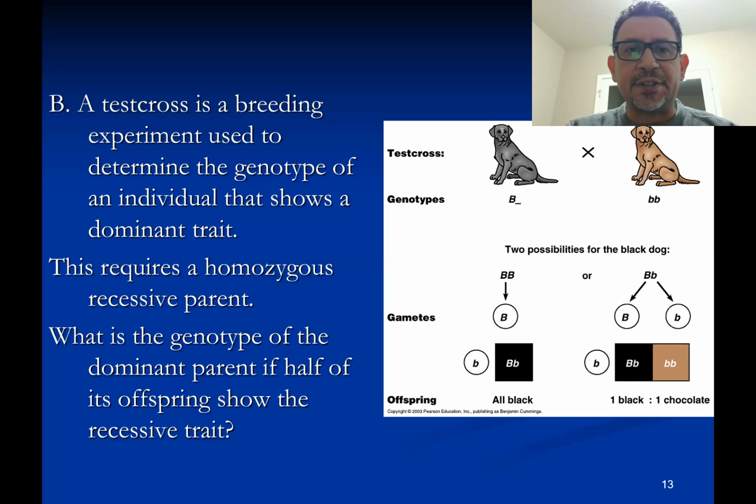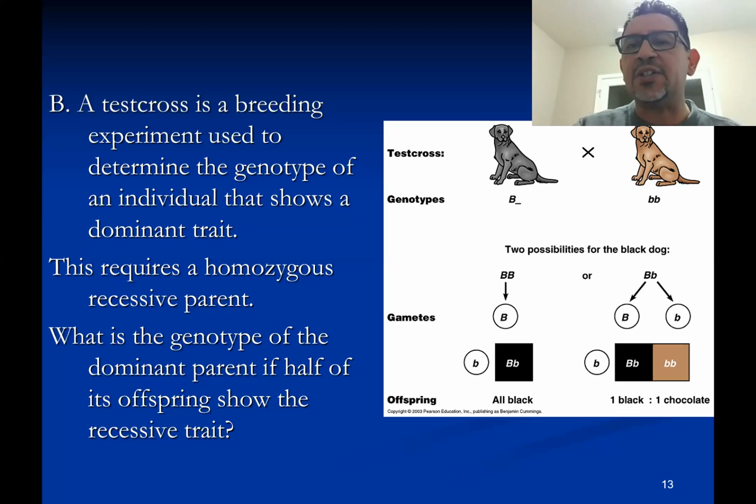A test cross is a breeding experiment used by geneticists to figure out the genotype of an organism that shows a dominant characteristic, but we are really not sure what the genotype can be. Take a look at the example on the screen. Here we have, once again, Labrador dogs. Brown coats are recessive to black coat.